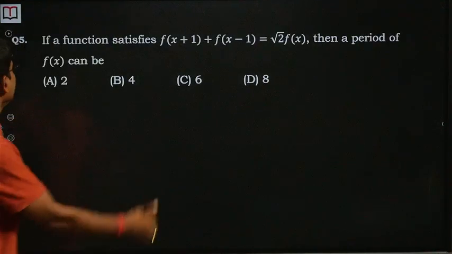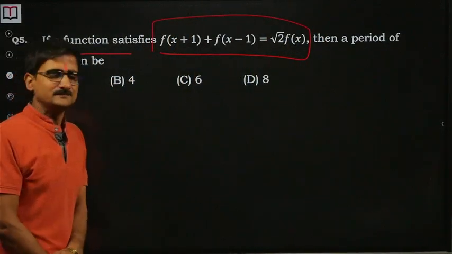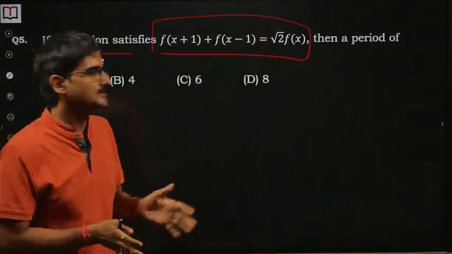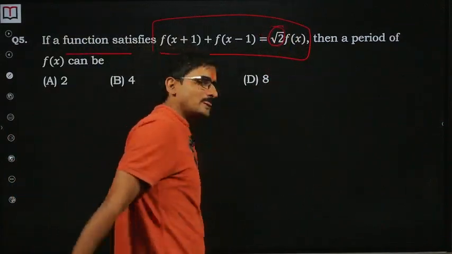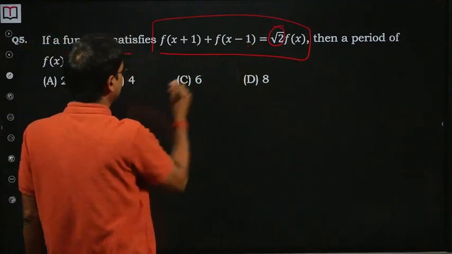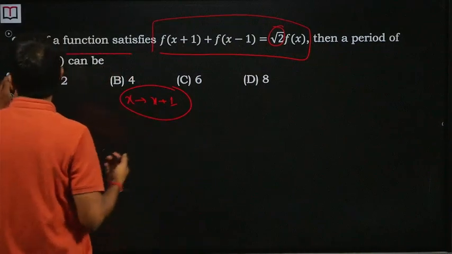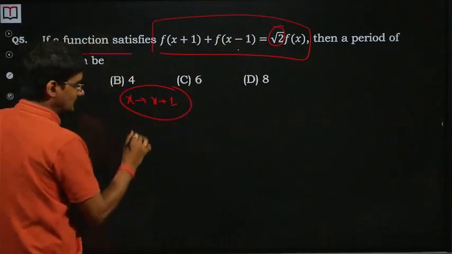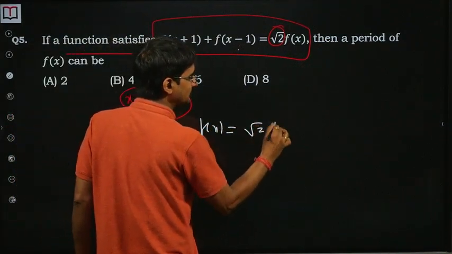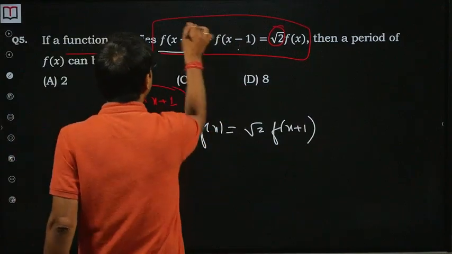Now the next question is, if a function satisfies this, then a period of f of x can be... Again, this is a very common type of question, but I took it as a practice here because of the presence of root 2. Here is how I suggested my student to start: first, I will replace x by x plus 1, because this is x plus 1, this is x minus 1. So at least this one will give us f of x. So we get f of x plus 2 plus f of x is equal to root 2 times f of x plus 1.